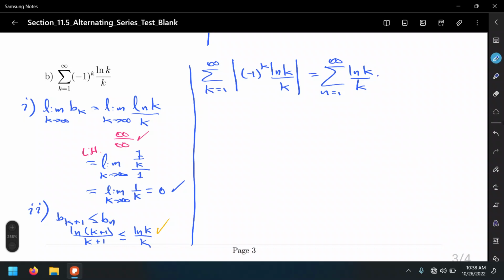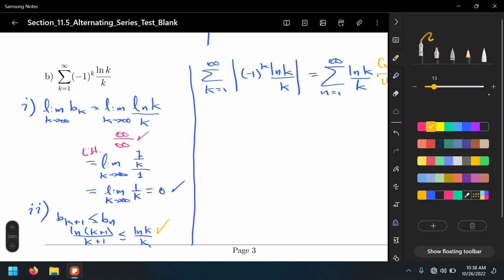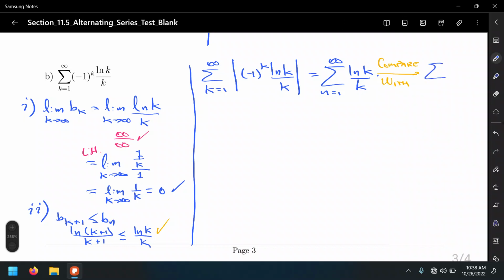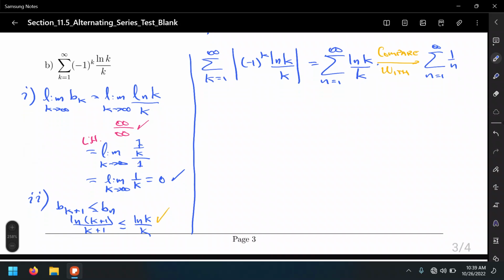I'm going to compare this series with the sum from n equals 1 to infinity of 1 over n. It has the look of 1 over n. In this case, this happens to be a divergent p series. Right? This is a divergent p series.